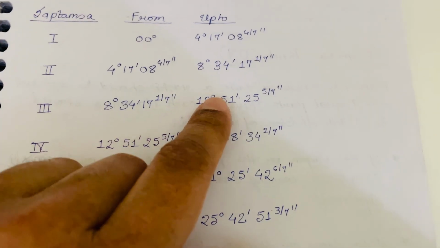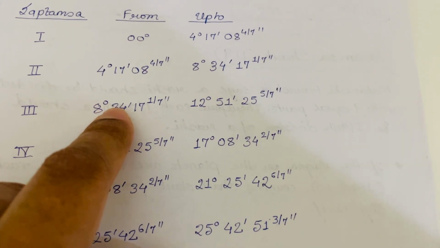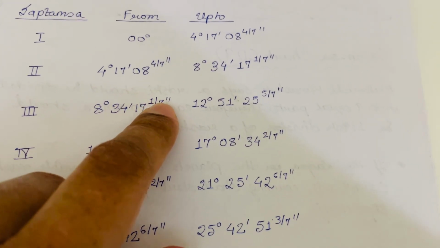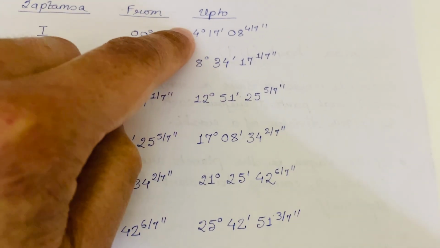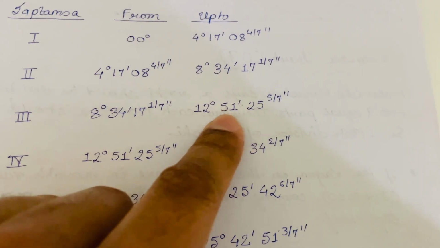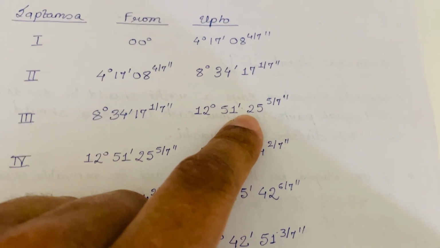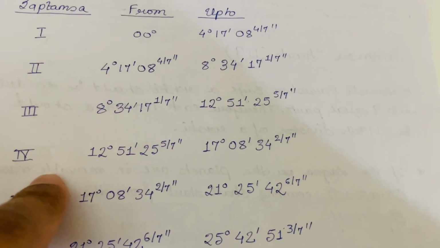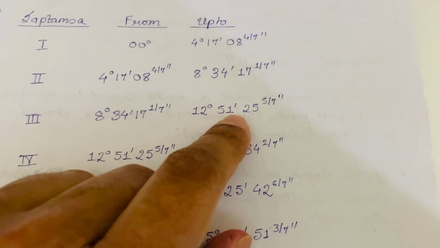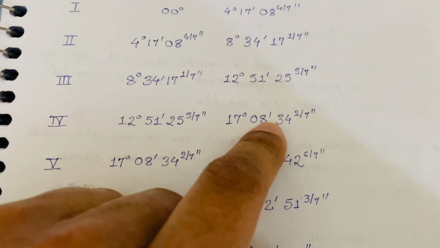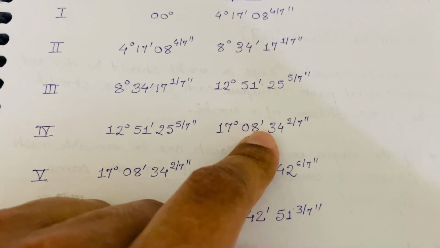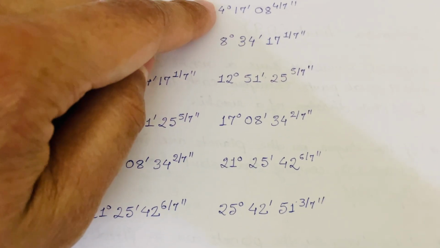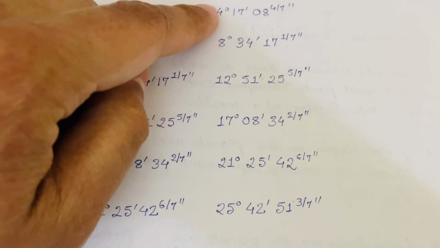The third Saptamsha will be this, 8 degrees 34 minutes 17 and 1 by 7 seconds. Then you add these two values, and you are getting this value. This is the ending point of the third Saptamsha. Again, the starting point of the fourth Saptamsha will be the ending point of the third Saptamsha. The ending point of the fourth Saptamsha will be the mathematical addition of these three values.